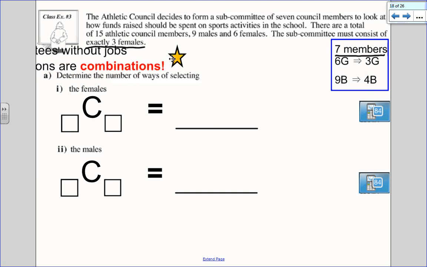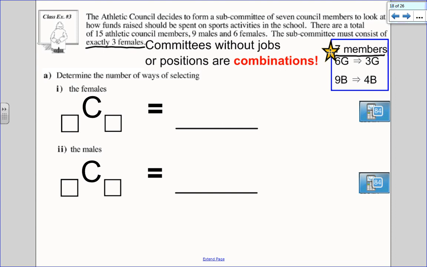Now, important to note that this is a combination, not because it's a committee, but because it's a committee that doesn't have jobs or positions. So I'm not saying I'm choosing a committee where I have a president, vice president. I'm just choosing a subcommittee. So order does not matter.